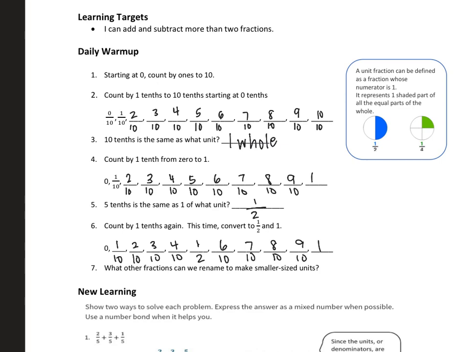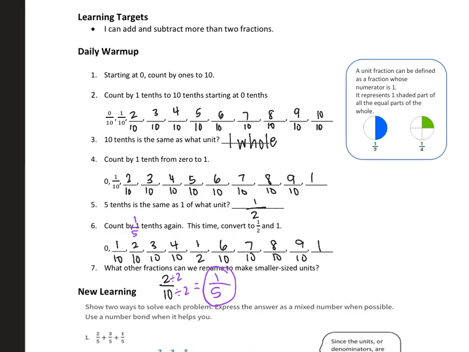So what other fractions can we rename to make smaller sized units? I'm going to look for any fractions that I know I can simplify. All right. So I see 2/10. And I know that if I ask myself, what number divides into both 2 and 10? I can say 2 divided by 2 and 10 divided by 2. And when I do that, 2 divided by 2 is 1, 10 divided by 2 is 5. So that is my new fraction. Okay, so I could write 2/10 as 1/5.